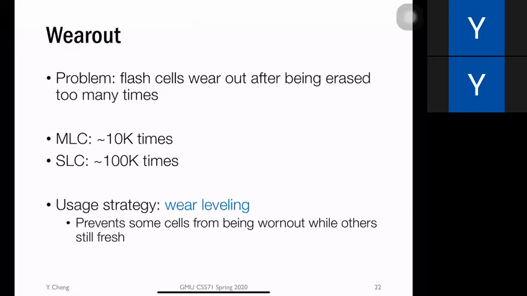Basically, this strategy is used to prevent some cells from being worn out while the others are still fresh. Wear leveling, or you can call it write balancing, or erase balancing, is one technique that is used to maximize the endurance metric for a typical flash device.